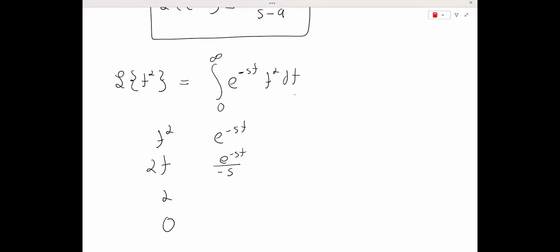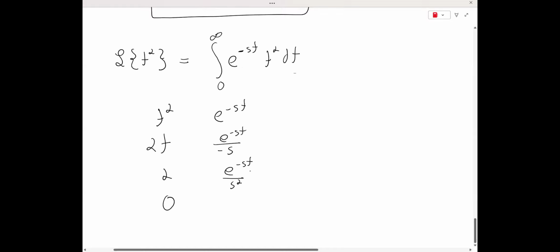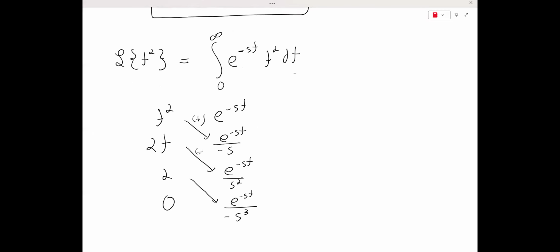And what would be the next one then? It'd be e to the negative st over s squared, right? Because you bring another negative s down, that just becomes s squared. Then one more here, that'd be e to negative st over negative s cubed, right? Like this. Now if you do this, you have positive, negative, positive.